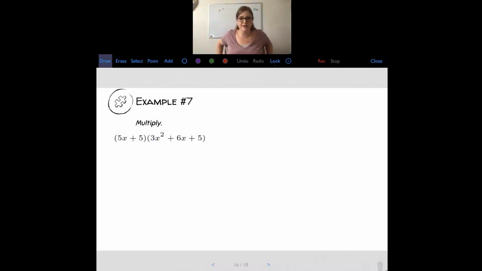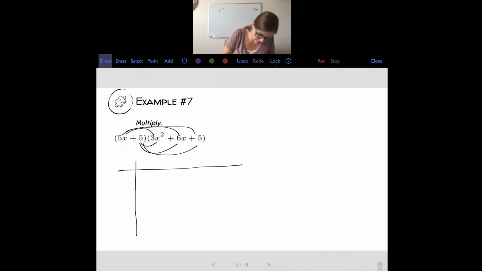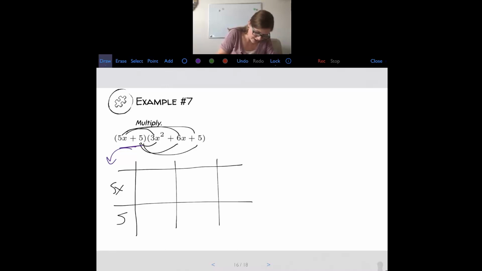Okay, the last one that we'll talk about is if we have a binomial times a trinomial. So there's a chart that I'm going to show you. You can take 5x times 3x squared plus 6x plus 5 and add it to 5 times 3x squared, 5 times 6x, 5 times 5, but I'm going to show you a chart that my students like, and either way you'll get the same answer. Okay, so I have two terms, so you can write them to the side or to the top, either way is okay. So my 5x and my positive 5 from these parentheses is going to go here. And then I have 3x squared, 6x, and 5.